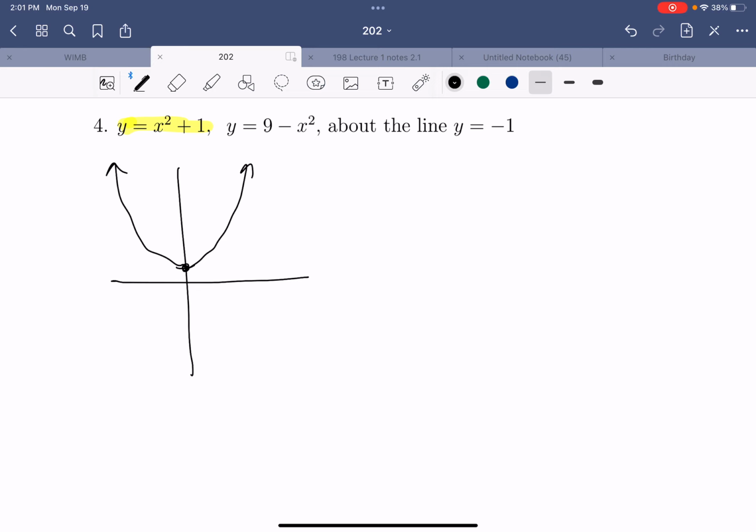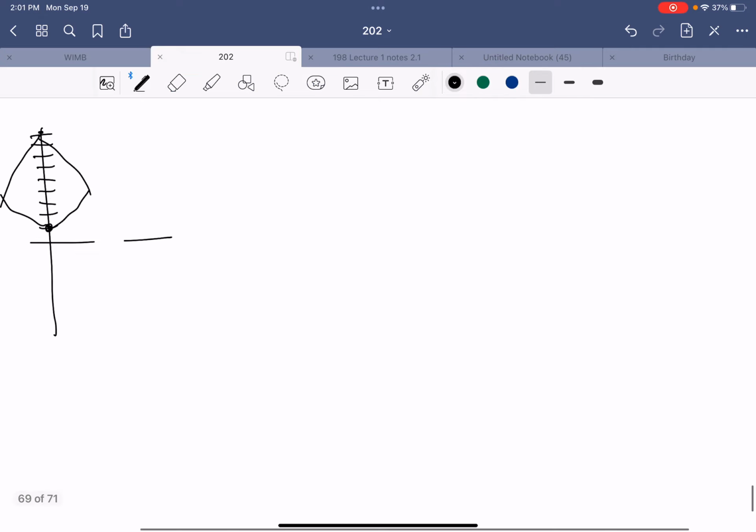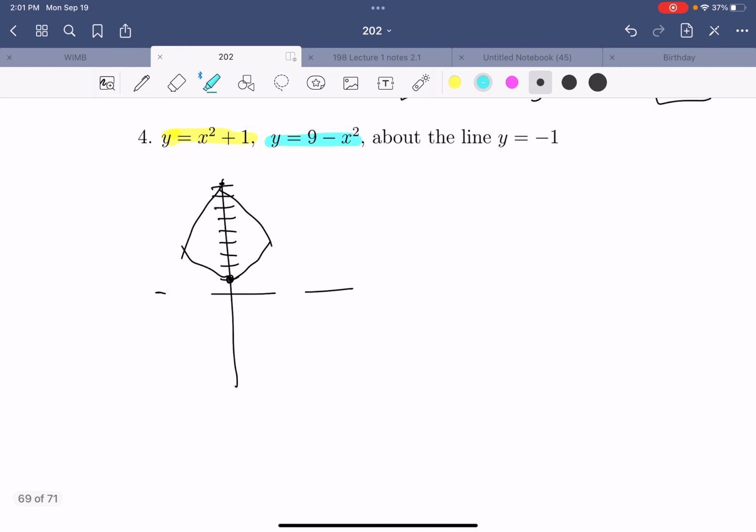And then the second one, which we're going to go blue, is 9 minus x squared, which means it's opening down and starting at 9. So it looks like this. So what I'm rotating is just this section. It is blue on the upper half, that's the parabola that opens down, and yellow on the lower half.